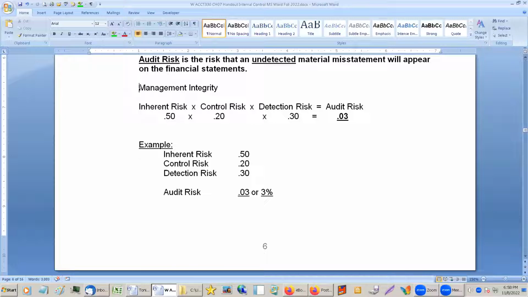When we talk about management integrity, you're really talking about that. If that's gone, if they're purposely doing things in the financial statements and they don't want to catch it, this inherent risk will be 100%, this will be 0, then all of a sudden your audit risk really jumps up, 30% or whatever. So this is why management integrity is so important, because it's part of the biggest problems of doing this.